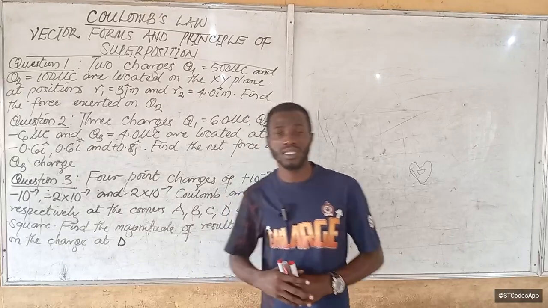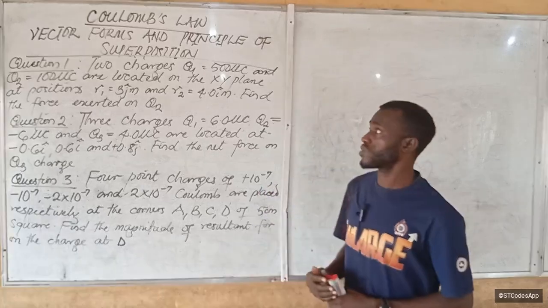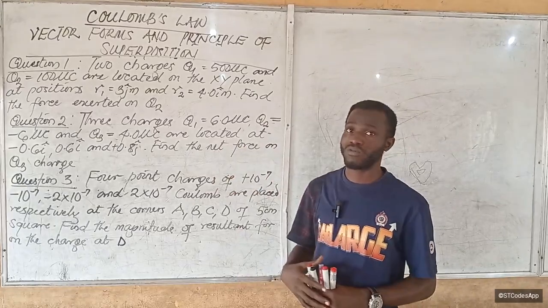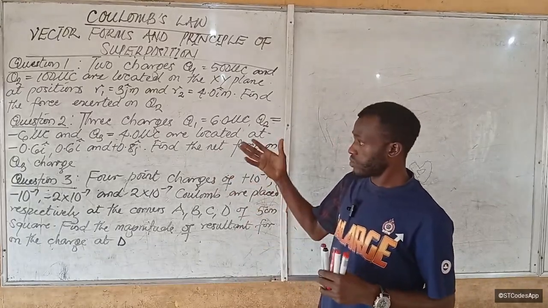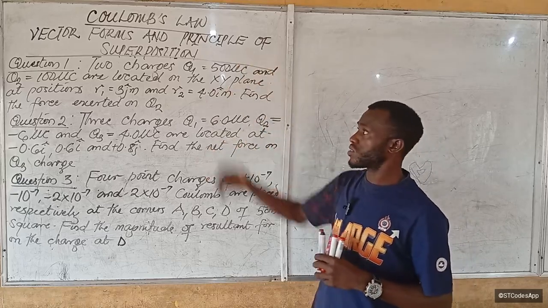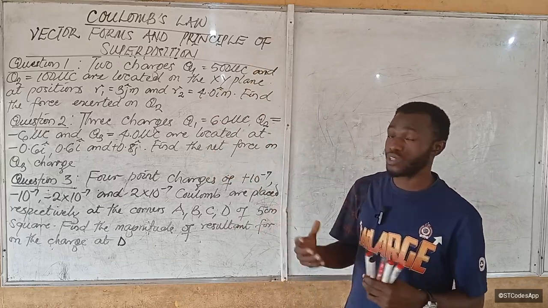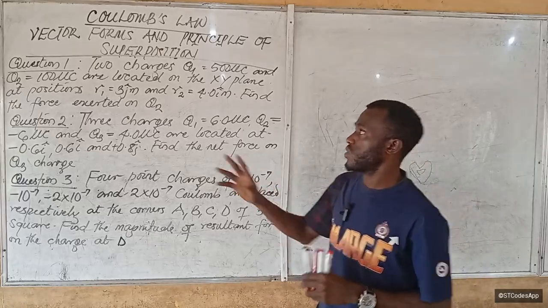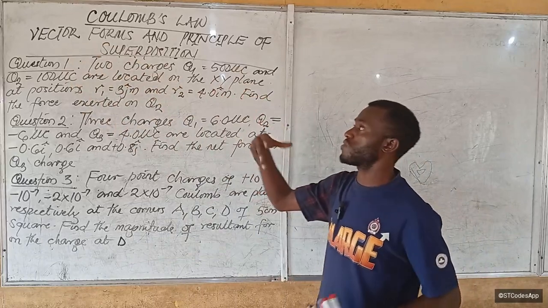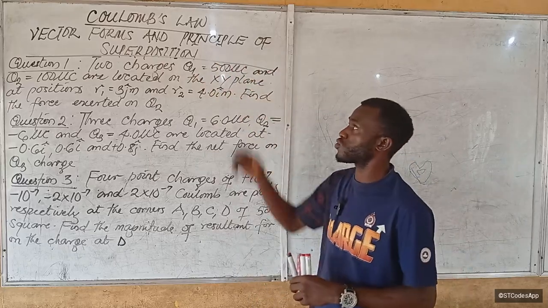Following the video that we made yesterday on electrostatics, today we are going to be discussing Coulomb's law. We're going to be attempting these three problems in order to understand how to solve questions involving Coulomb's law. But basically, we are going to start with the vectorial form that I did explain yesterday, but I'm going to emphasize it a little bit more, and then the principle of superposition as it applies to Coulomb's law.